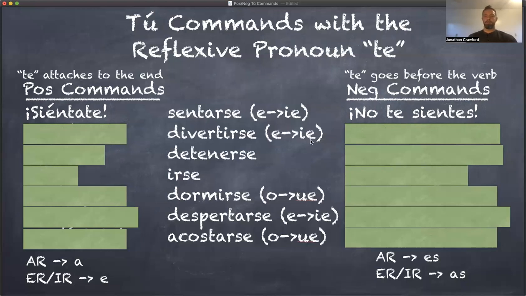Divertirse is also a boot verb, and it means to have fun or to enjoy yourself. And so you say, diviértete. And so since it's an IR verb, it goes to an E. And since it's reflexive in the tú form, it has the te attached to the end. It's a positive command. Diviértete. And it's a boot verb. So the E turns into an IE.